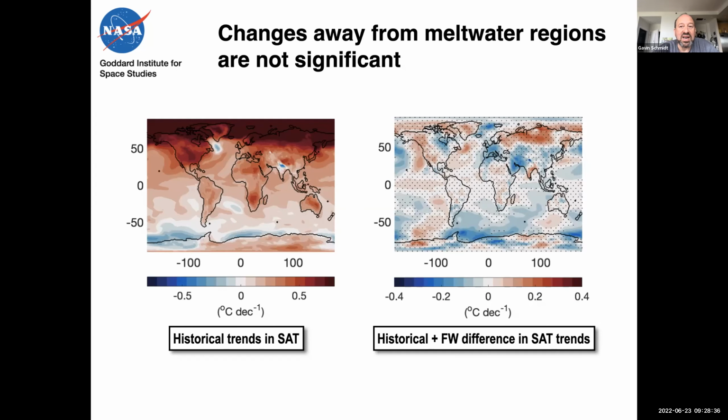Now, when you do the historical additional fresh water, here on the left is the historical trends in the surface air temperature in our historical runs that are the standard CMIP6 runs, and then the other graph is the difference when you add the additional fresh water. What you find is that the only places where there's really statistical significance is right around Antarctica, maybe a little bit in the North Atlantic, but mostly around Antarctica.